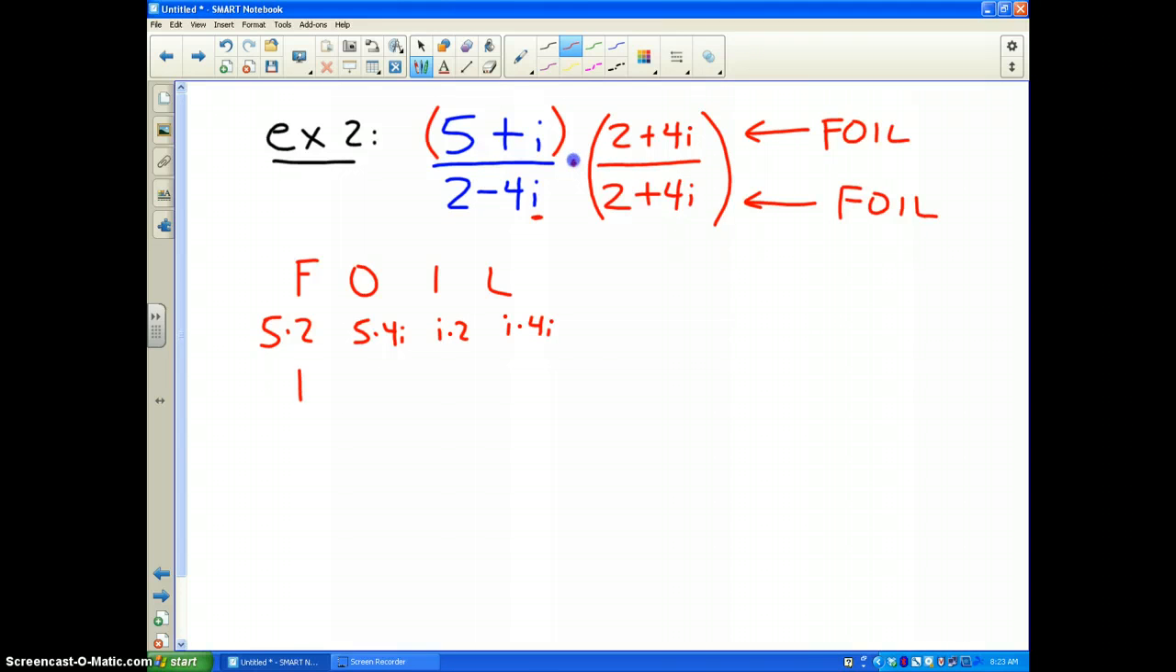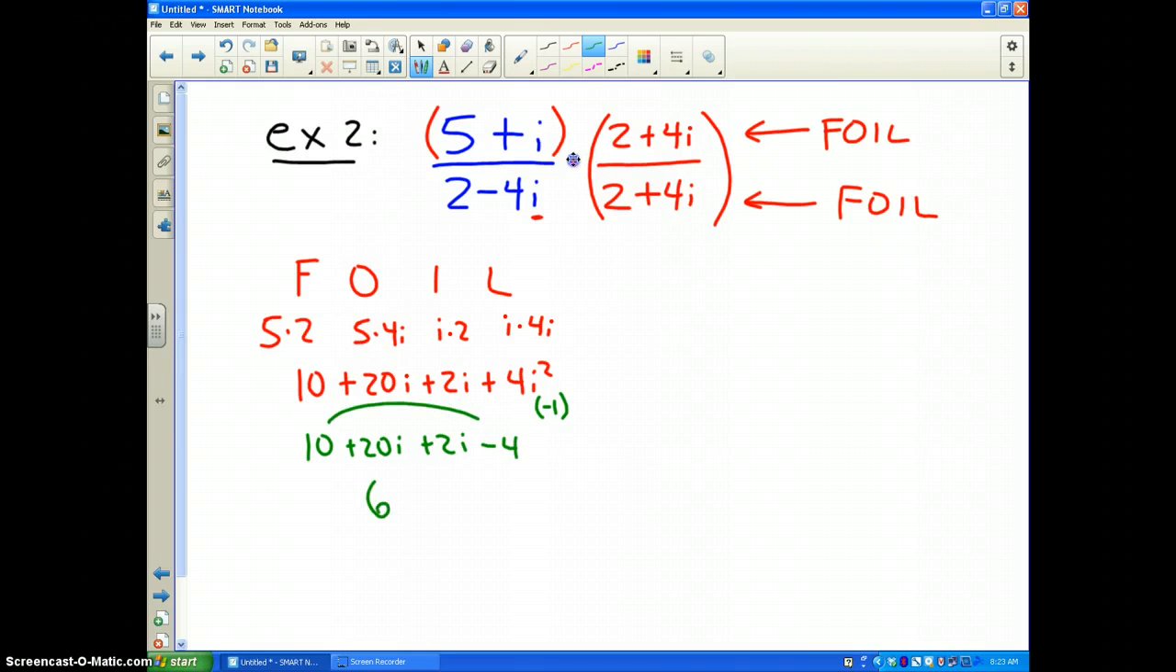If I simplify this, it becomes 10 plus 20i plus 2i plus 4i squared. And if you remember, i squared is the same as negative 1. And so I get 10 plus 20i plus 2i minus 4. 10 minus 4 is 6. And then these two become plus 22i. So that's going to become my numerator.